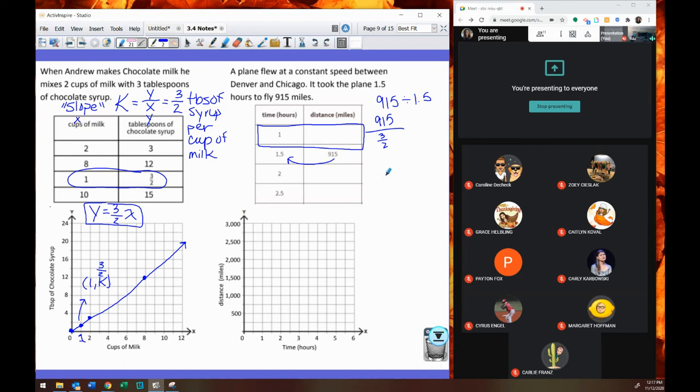So if I'm doing 915 divided by 3/2, it's the same thing as saying 915 times 2/3. So I can divide by 3 first. How many times does 3 go into 9? 3 times. So multiply, cancel, bring down the 1. 3 doesn't go into 1 any number of times, so I'm going to bring down the whole 15. How many times does 3 go into 15? So we get 305.